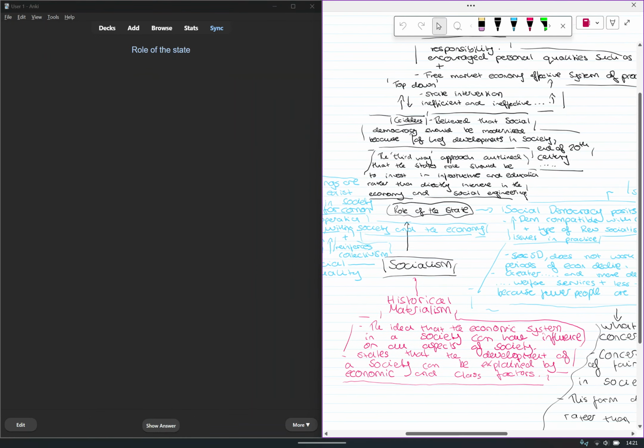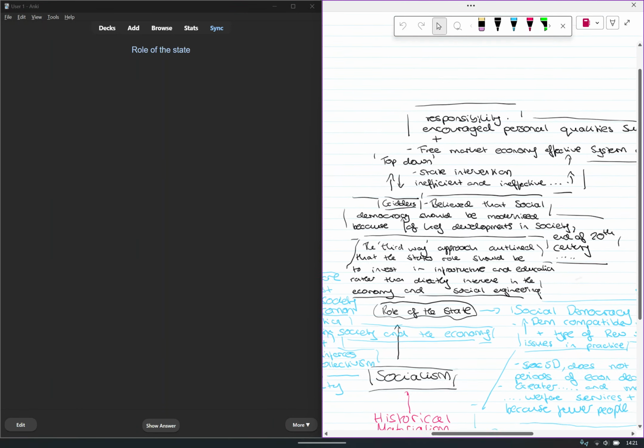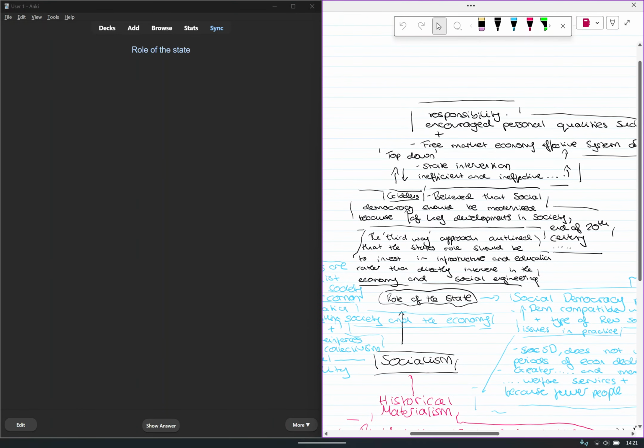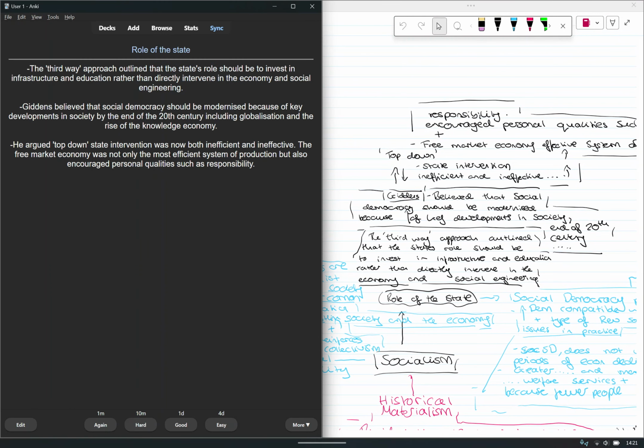At the role of the state, we already have a mind map here. For example, socialists believe in the third way approach, which, as I've already said before, is outlined by the state's role, which should be to invest in infrastructure and education rather than directly intervening in the economy. Intervening in the economy is the Keynesian approach, so we are adhering to the non-Keynesian approach with this one.